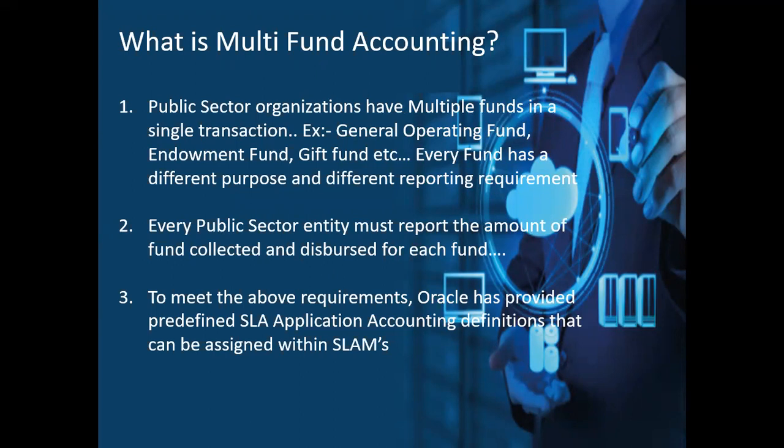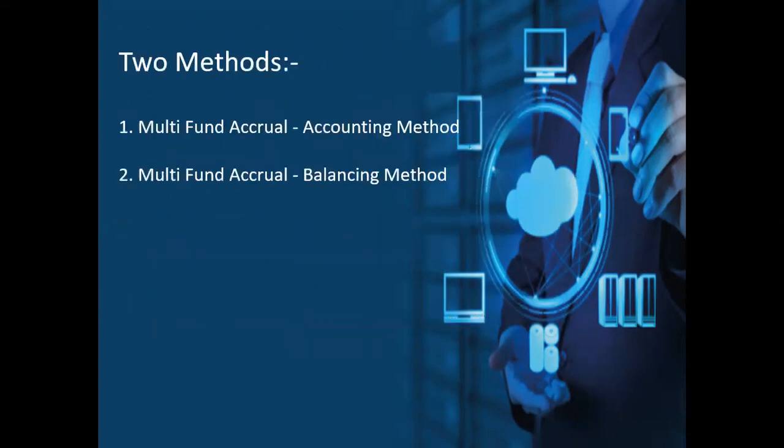To meet this requirement, Oracle has provided predefined SLA application accounting definitions that can be assigned within SLAM, that is your subledger accounting method. These are the multi-fund accrual accounting method and the multi-fund accrual balancing method. Now we will use these two methods and see how the system can generate multiple receivable accounts in a single transaction.